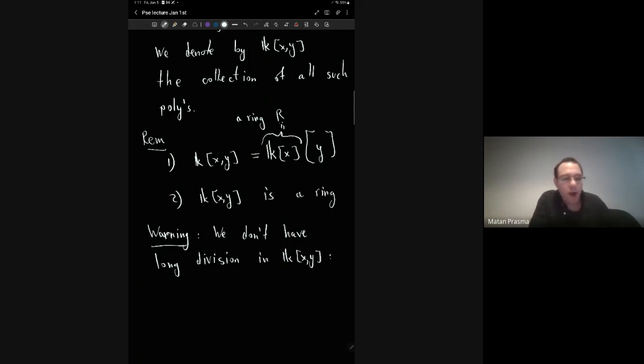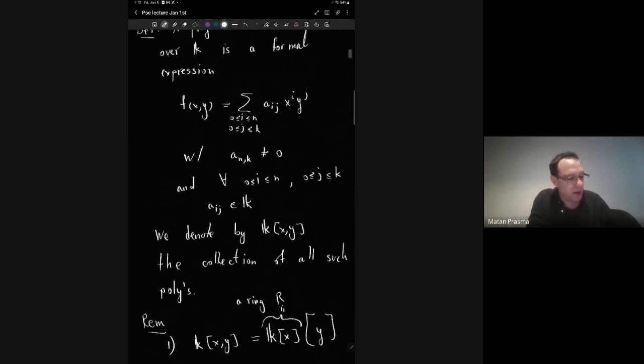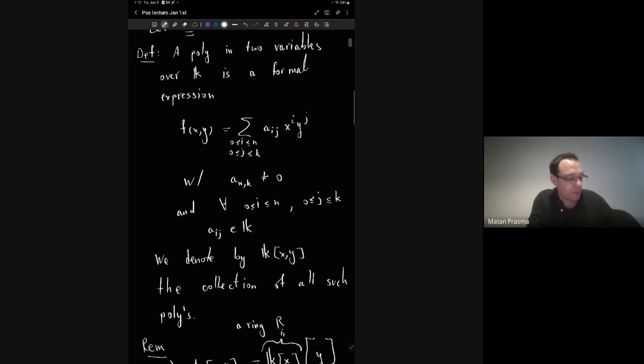How do we see this? Well, for a long division, if you remember, I need to have a notion of degree. And there is a natural notion of degree of a polynomial in two variables, namely the degree of f, as written here, is simply n plus k. So it's the degree of the highest monomial whose coefficient is non-zero.